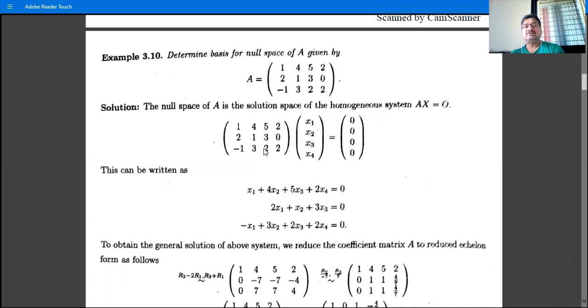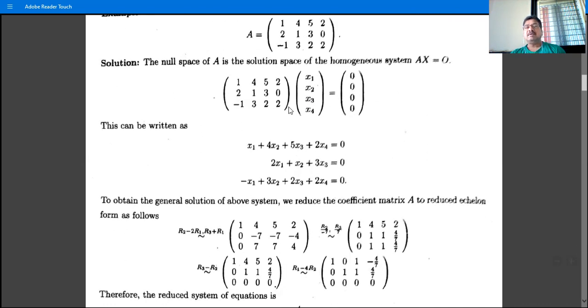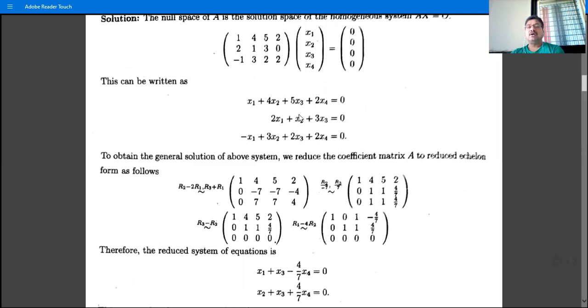So we have to solve this system and find the solution of this system. This system can also be written as: 1 into x1 plus 4x2 plus 5x3 plus 2x4 is equal to 0. Then 2x1 plus x2 plus 3x3 is equal to 0. And the last equation is minus x1 plus 3x2 plus 2x3 plus 2x4 is equal to 0. So this system is in the matrix form, and this is the system in equation form. Now we have to solve this system.